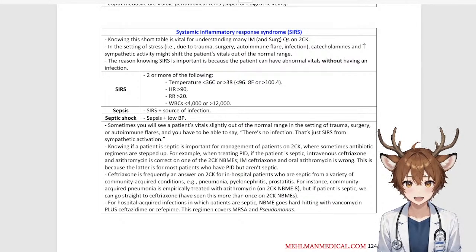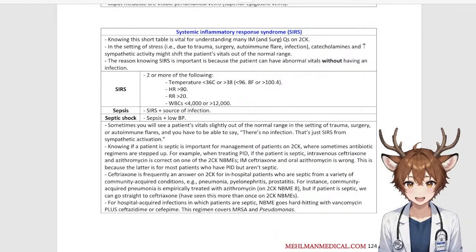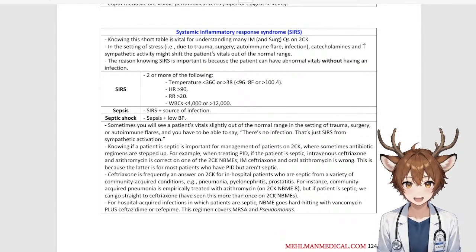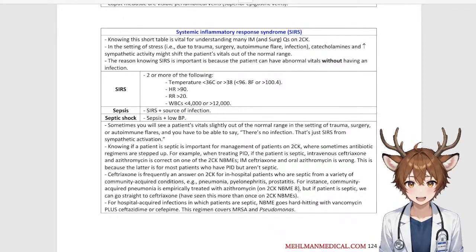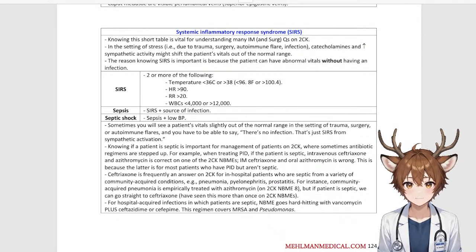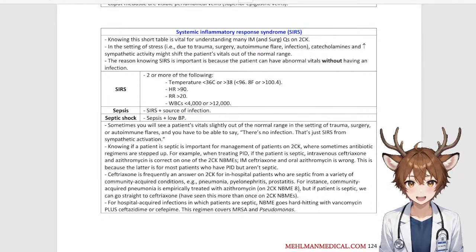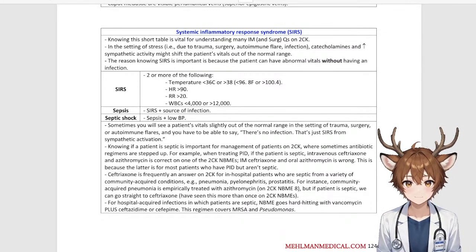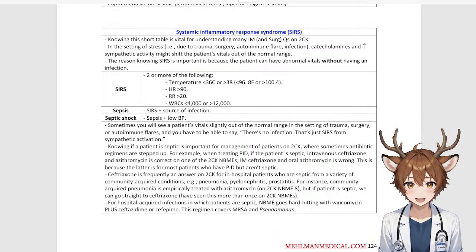IM ceftriaxone and oral azithromycin is wrong. This is because of the latter. The latter is for most patients who have PID but aren't septic. Ceftriaxone is frequently an answer on 2CK for in-hospital patients who are septic from a variety of community-acquired conditions. For example, pneumonia, pyelonephritis, or prostatitis.